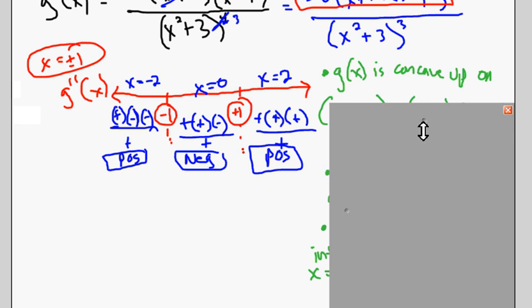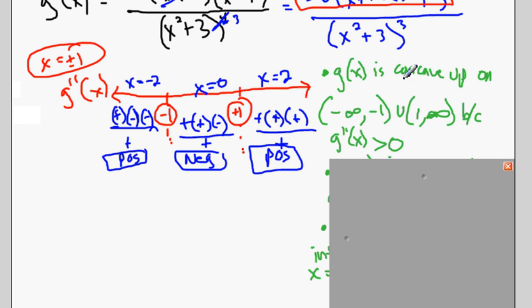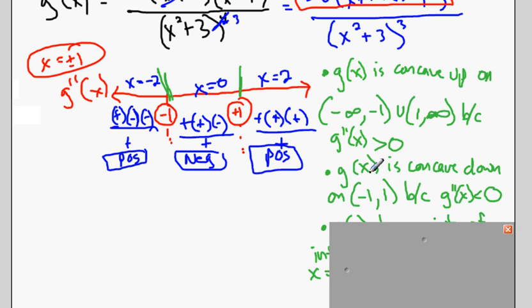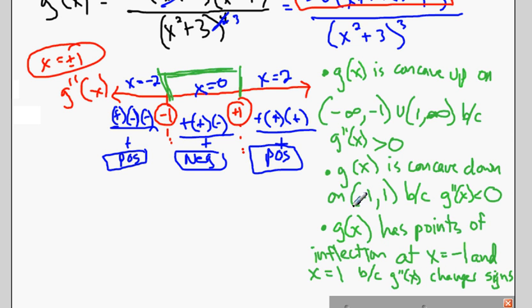Okay, so now let's look at what conclusions we can draw. I know that the original function is going to be concave up on the interval from negative infinity all the way to negative 1, not including negative 1, and then again from 1 to positive infinity, because the second derivative is positive. The original function is going to be concave down on the interval from negative 1 to 1, because that's where the second derivative is negative. So again, second derivative positive, original function's concave up. Second derivative negative, original function's concave down.